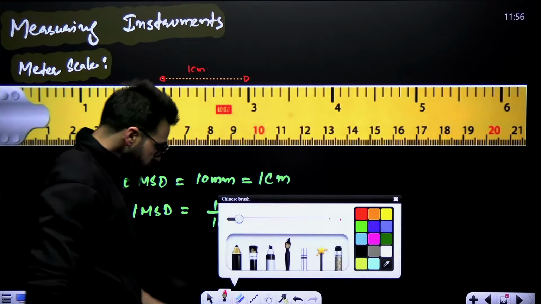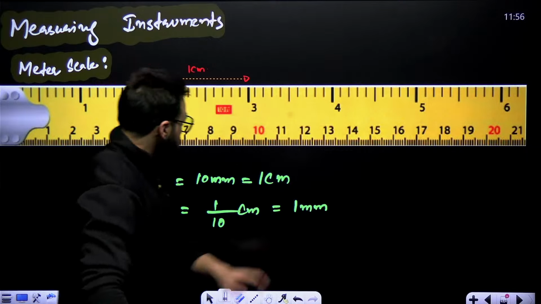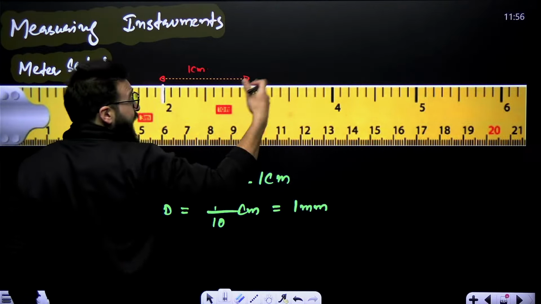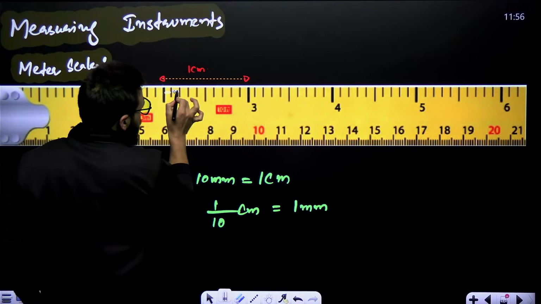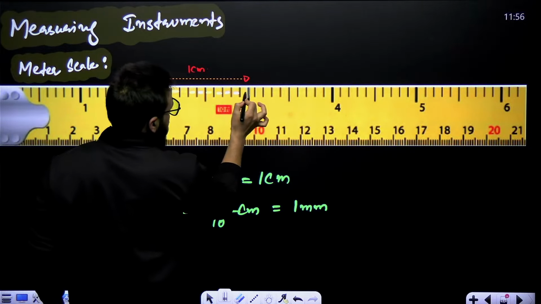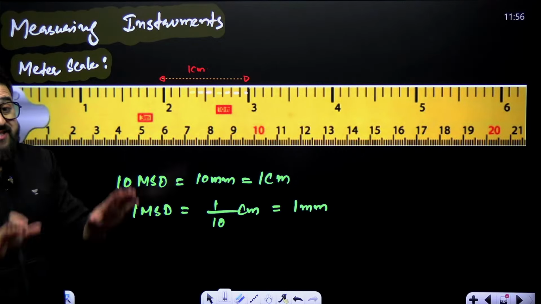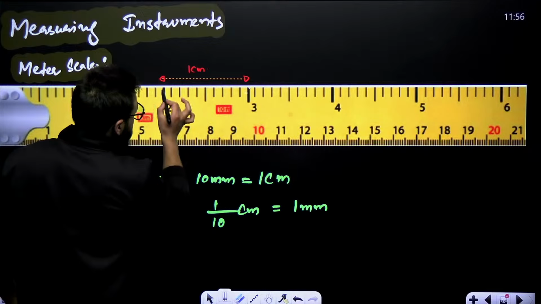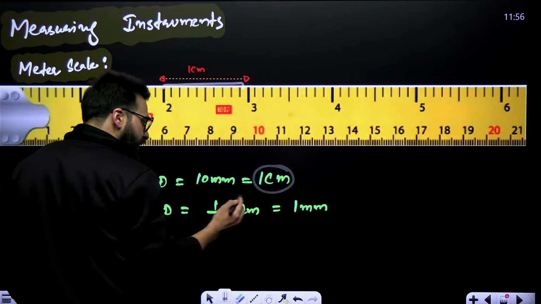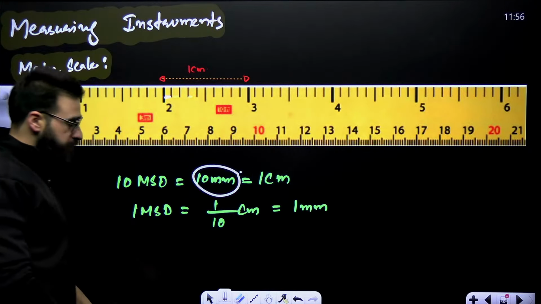And if you check over here, in this 1 centimeter, how many mm's are there? This is 1 mm, 2 mm, 3 mm, 4 mm, 5 mm, 6, 7, 8, 9, 10. So in 1 centimeter, there are 10 mm's. In 1 centimeter of the meter scale, there are 10 mm's.